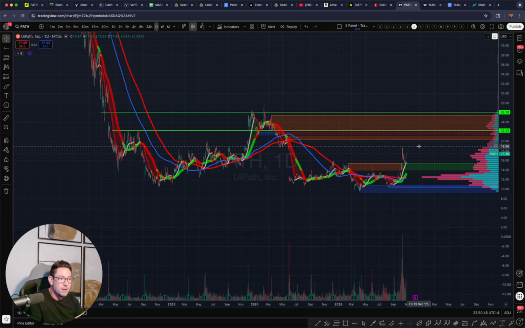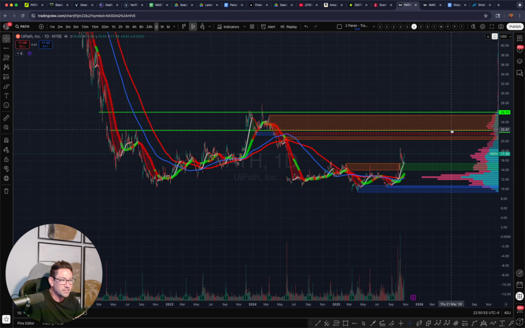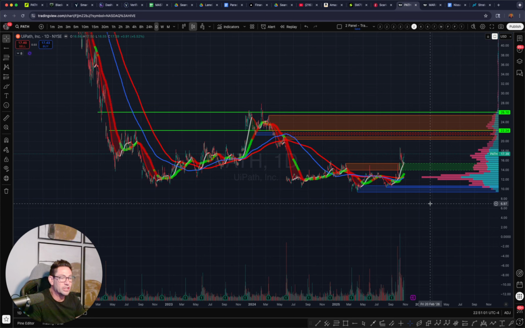So for me, first price target is going to be that 20.35 area. Second price target is going to be 22.50, call it. And then third price target is going to be this area up here at about $26. So I see this moving a lot higher from here.